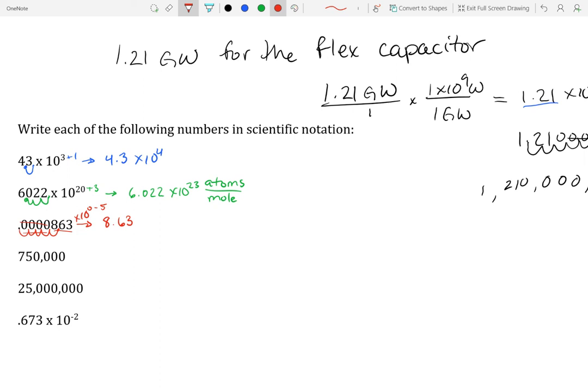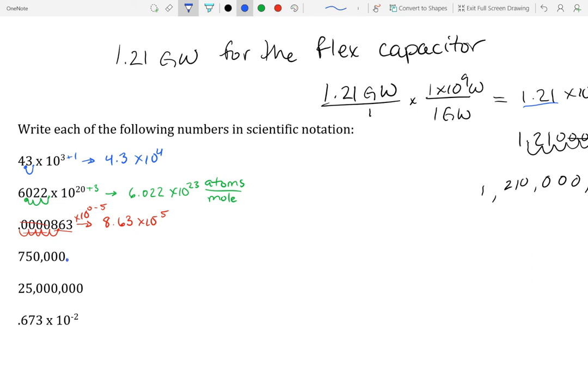Okay, so 8.63 times 10 to the negative 5 is how we would express that number in scientific notation. Notice that we have 3 significant figures in our answer, just like the question gave us. Alright, let's move on to the next one.